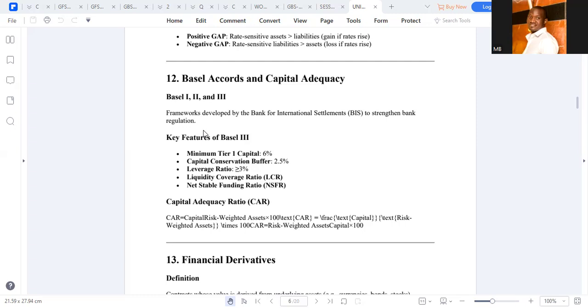Then the capital adequacy ratio is used to measure the bank's capital relative to its risk-weighted assets. It is simply given by capital over risk-weighted assets, so you can use tier 1 and tier 2 capital over risk-weighted assets times 100. We will see how questions come. If you have a higher capital adequacy ratio, it means you have higher financial strength and ability to absorb losses. Let's now go to financial derivatives.